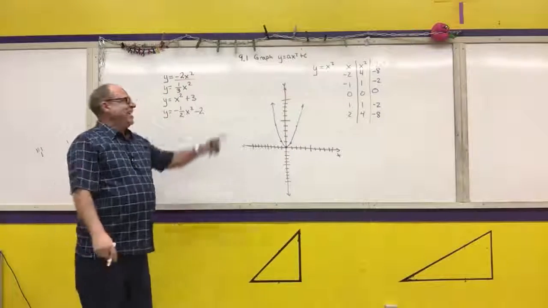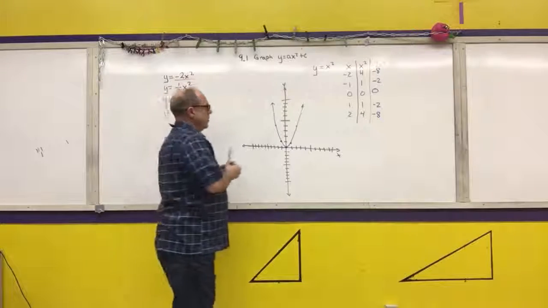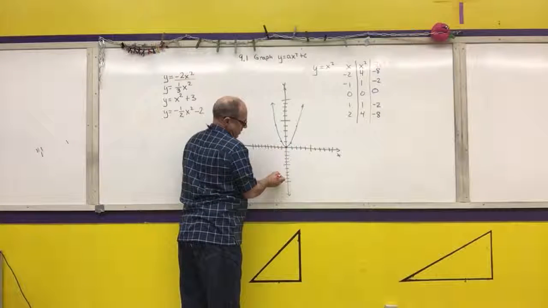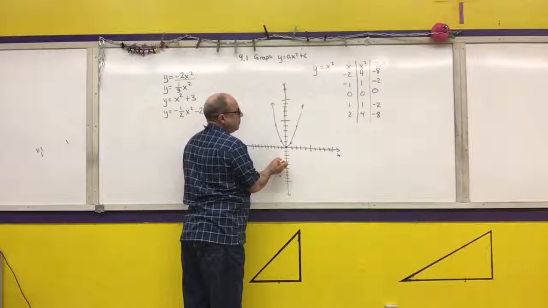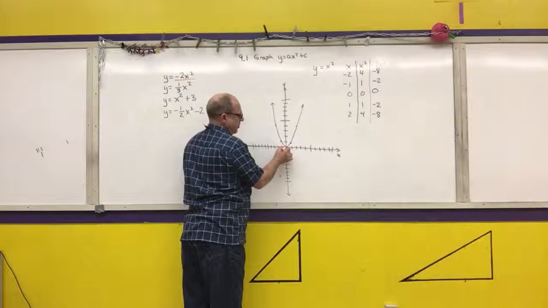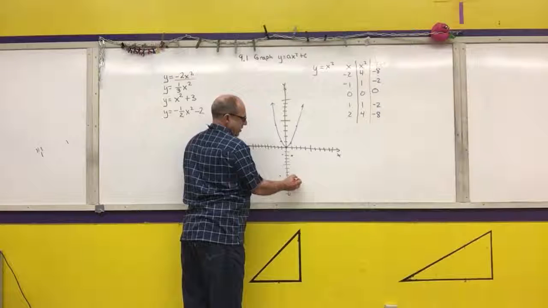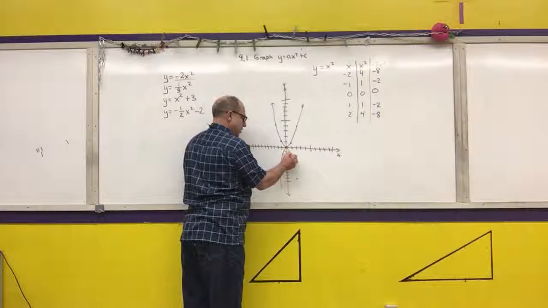So I'm going to graph that. I'm going to graph it in orange. So I have negative 2, negative 8, negative 1, negative 2, 0, 0, 1, negative 2, and 2, negative 8. Notice that it has the exact same shape as my parent function.